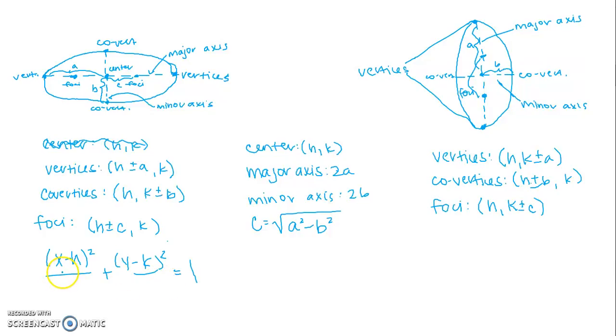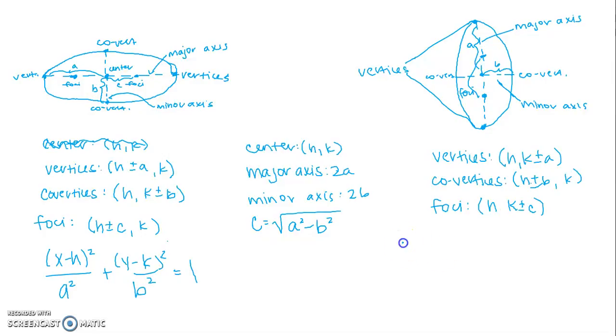Since it's horizontal in this case, underneath my x, I'm going to have a squared. That lets me know that the a that went with my major axis and my vertices was affecting the x, so it's horizontal. Underneath my y is my b squared.